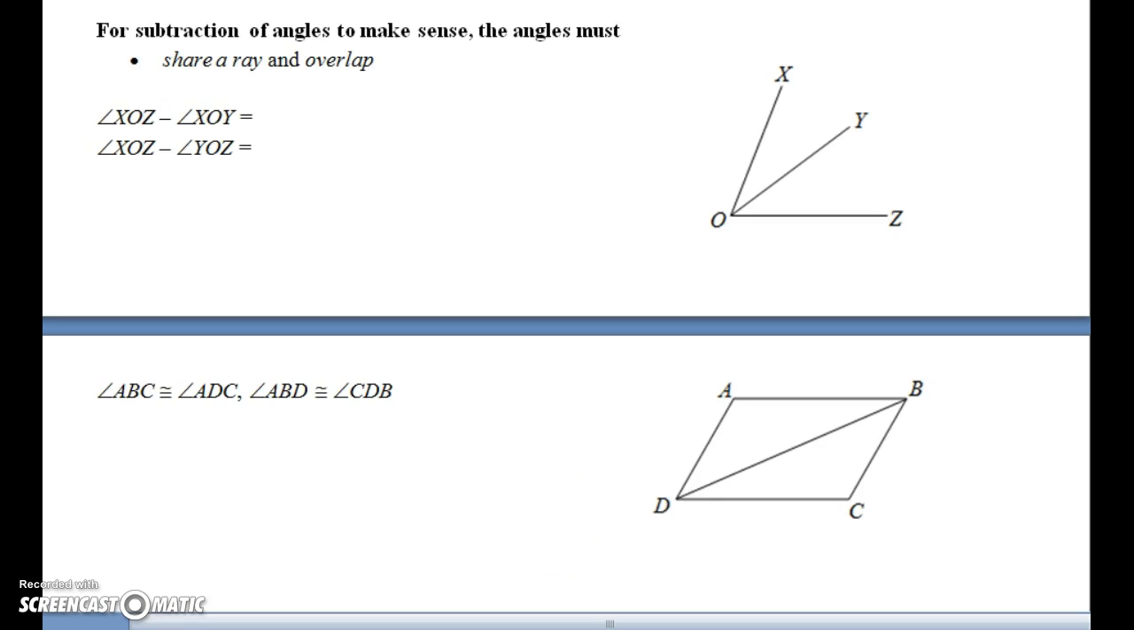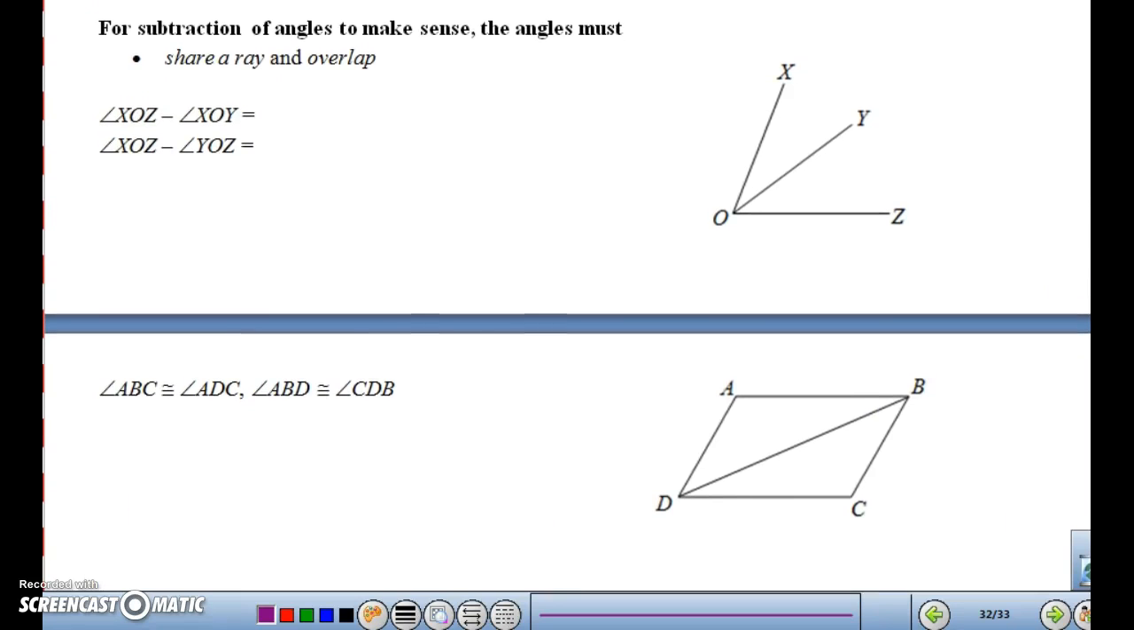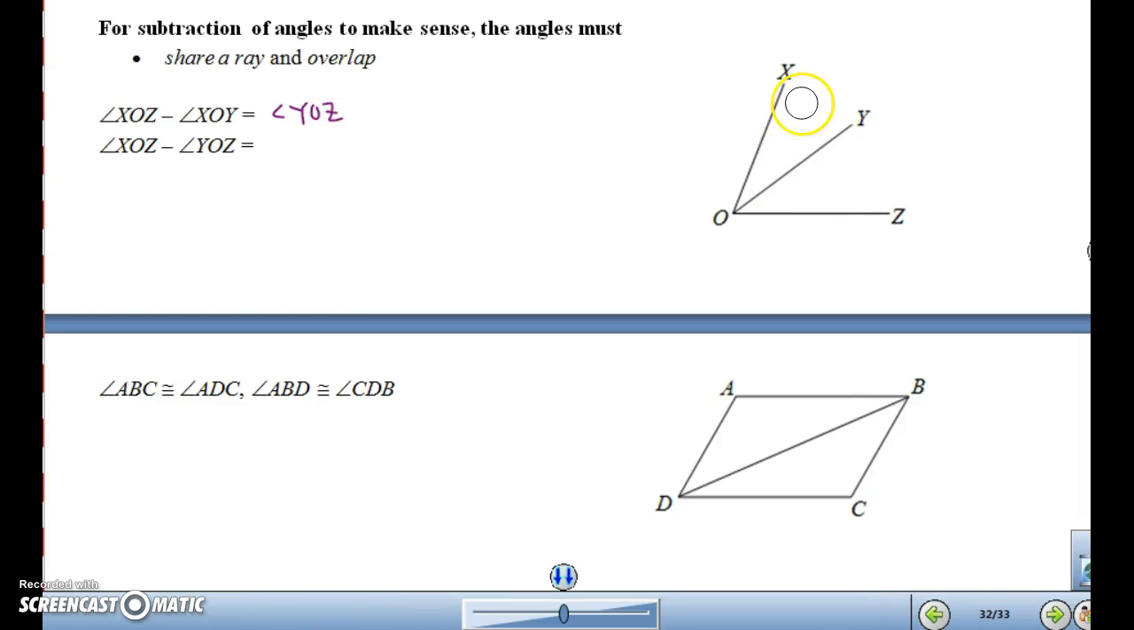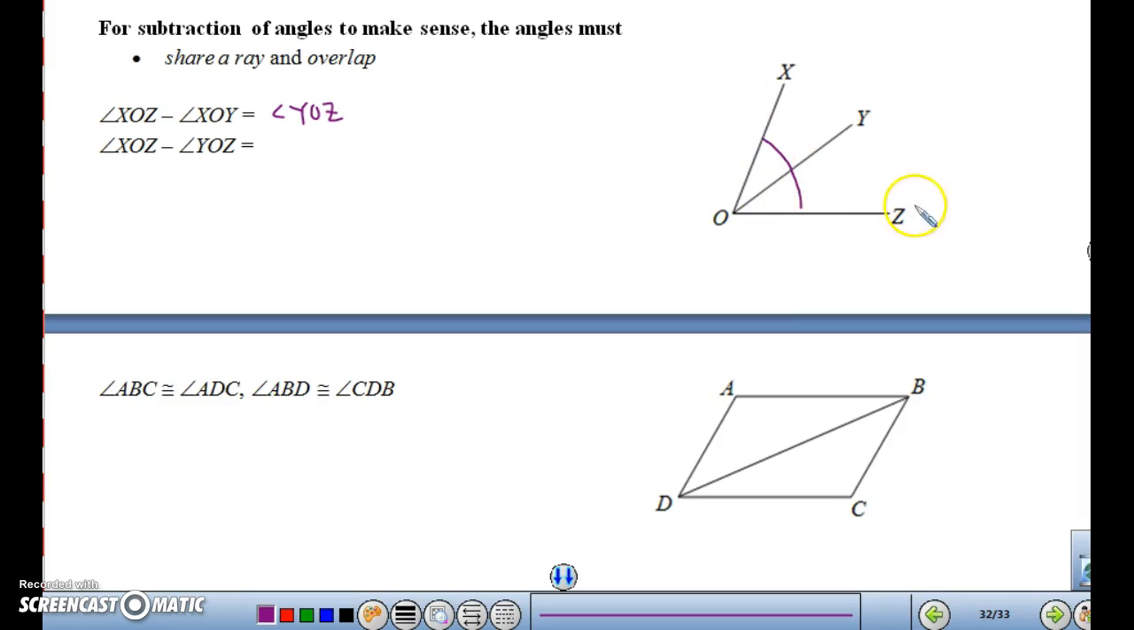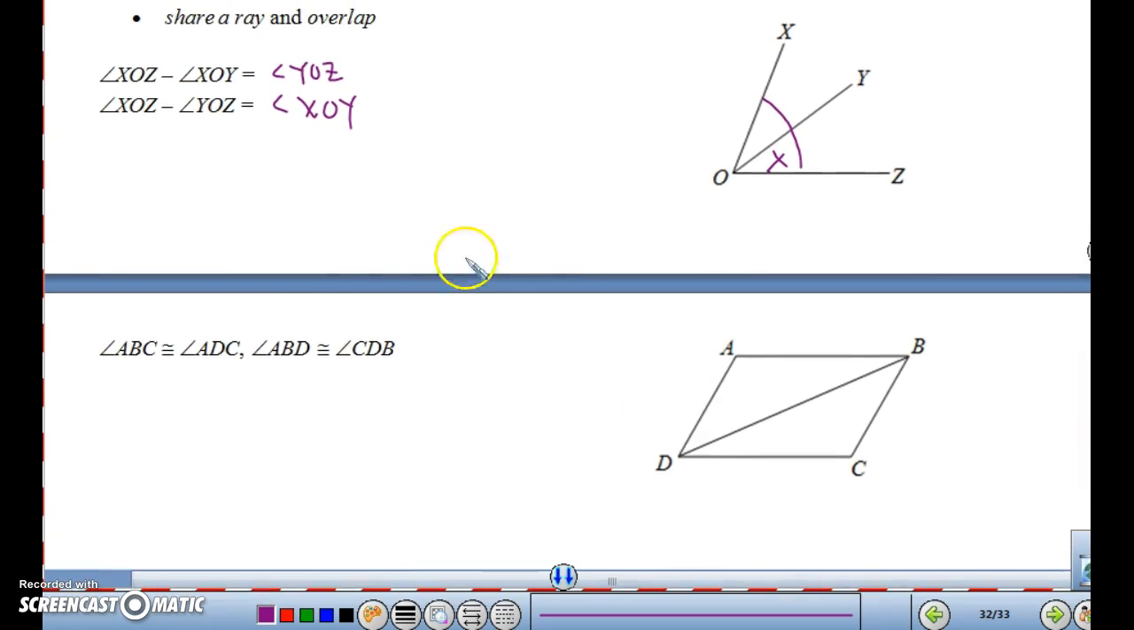Now let's see how this works with angles. For subtraction of angles to make sense, the angles must share a ray and overlap. So here's my two angles, or three angles technically, and they don't overlap, so let's see what we can look at for this. We have XOZ, and if we take off XOY, which is this angle right here, what angle are we left with? We're left with angle YOZ. And if I do this the other way, if I have XOZ and I take off YOZ, by subtraction, what am I left with? I'm left with angle XOY.